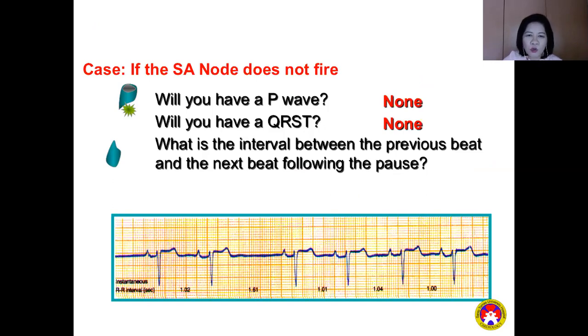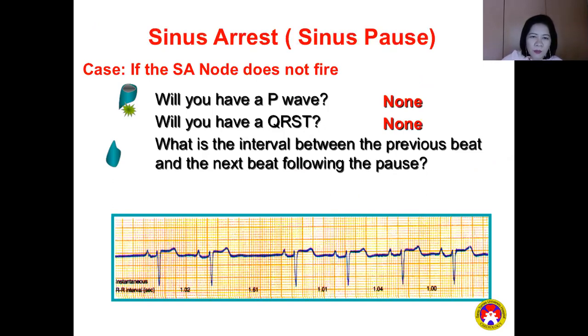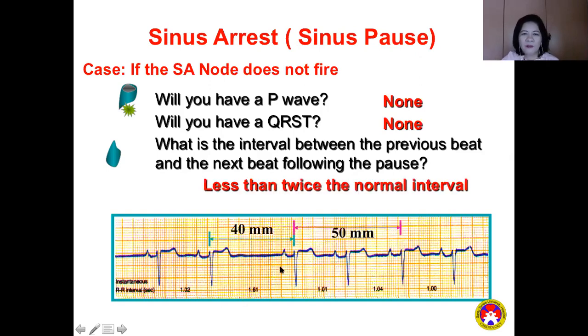Okay, so what do you see? You just see a flat line. So there is no P here, there is no QRST complex. So you know that neither the SA node nor the other pacemaker cells fired at this time. So you call this a sinus pause or a sinus arrest.